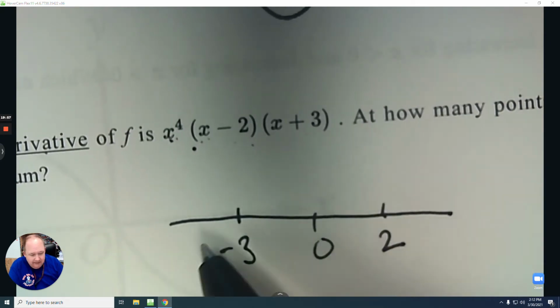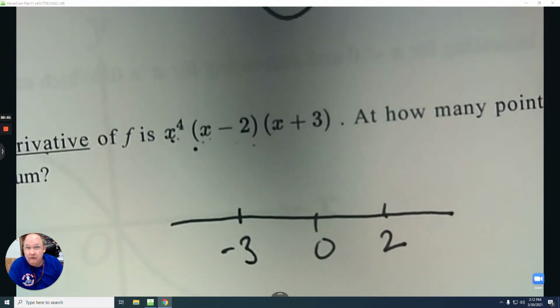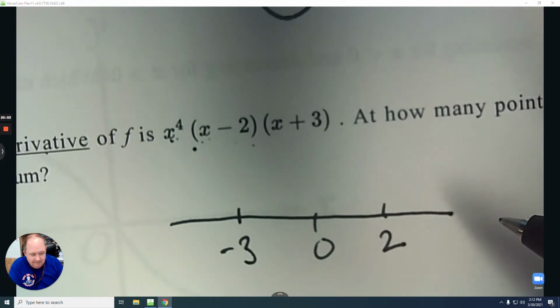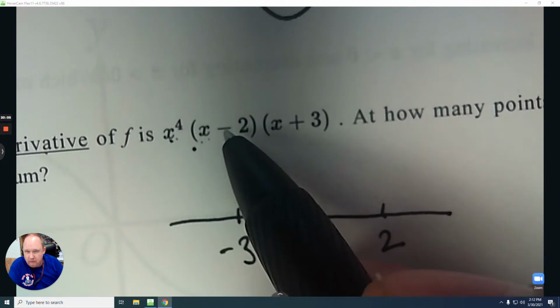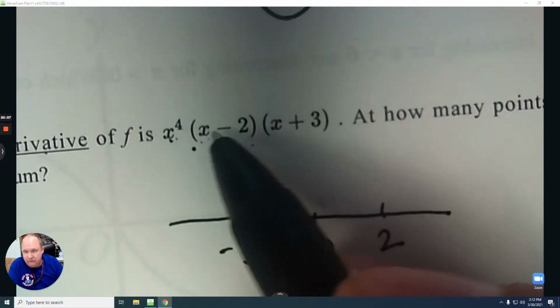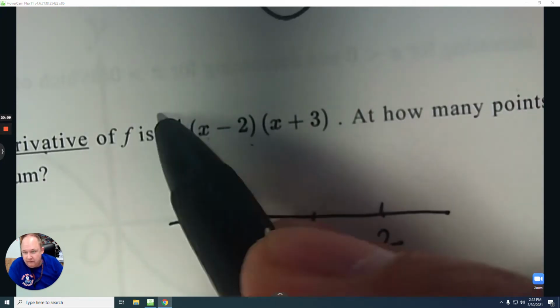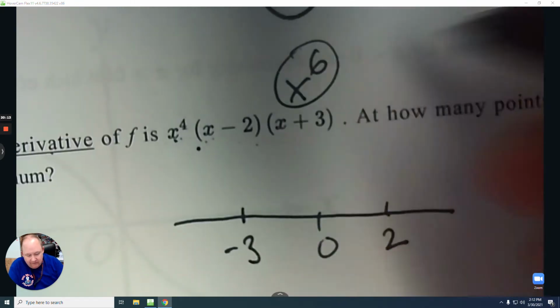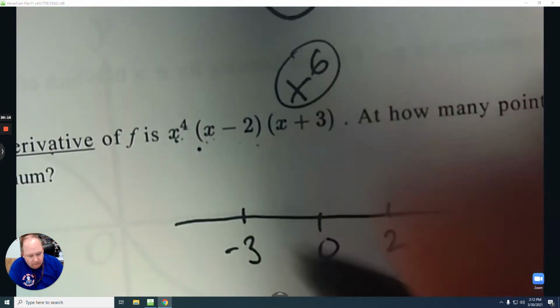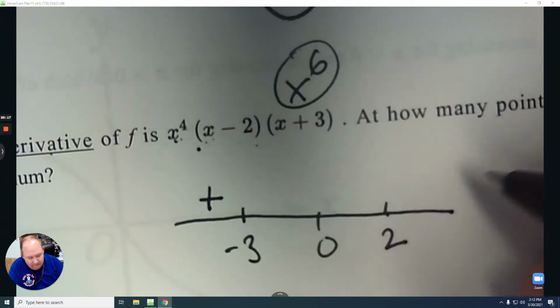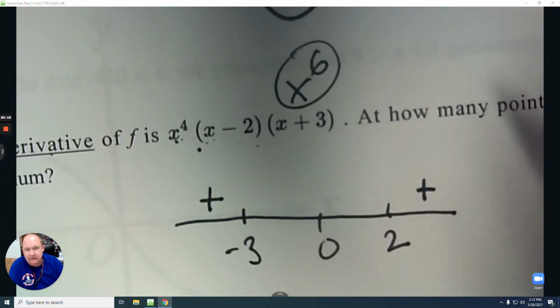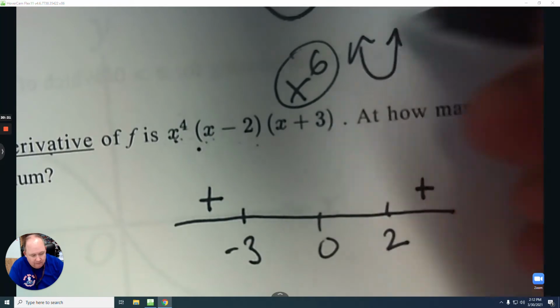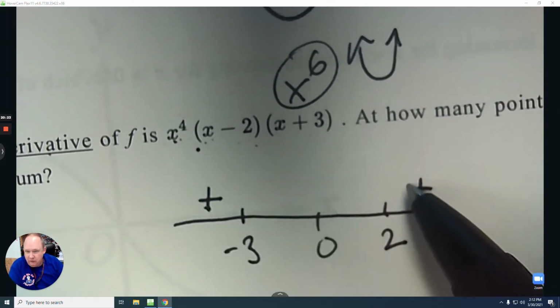There they are. If I plug in a number, it might even be helpful here. In fact, I'm going to give you another technique here. If I ask you what the power term of the derivative is, it would be x to the fourth times x times x. That's x to the sixth. Now, why would that be helpful? Because the end behavior for x to the sixth, both ends go up, right? So both ends are going up.